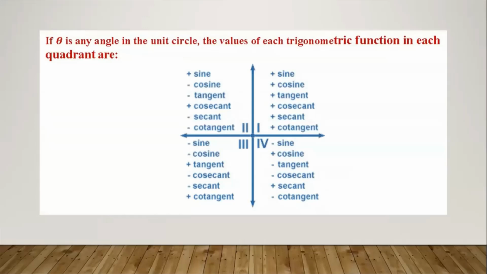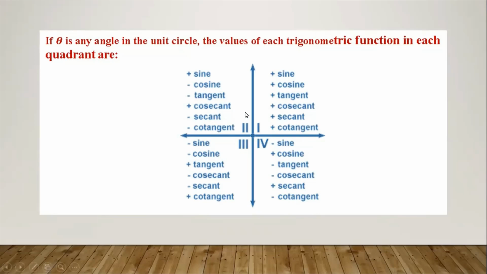If theta is any angle in the unit circle, the values of each trigonometric function in each quadrant are the following. Look at the graph here. As you can see, quadrant 1, quadrant 2, quadrant 3, and quadrant 4. For quadrant 1, it's very obvious. All the trigonometric functions are positive. Sine, cosine, tangent, cosecant, secant, and cotangent are positive in value.